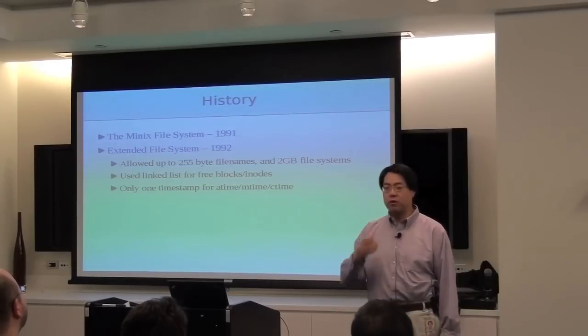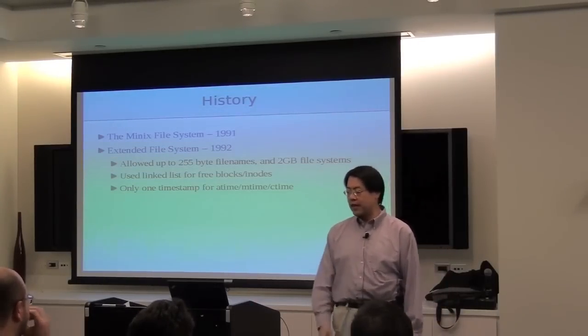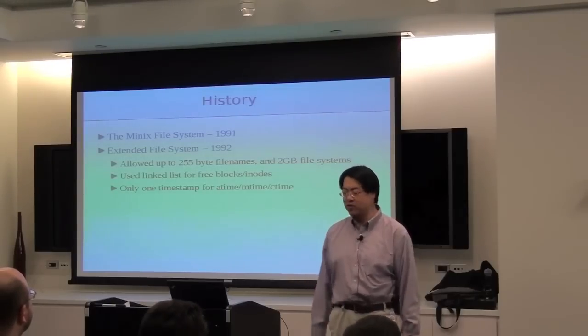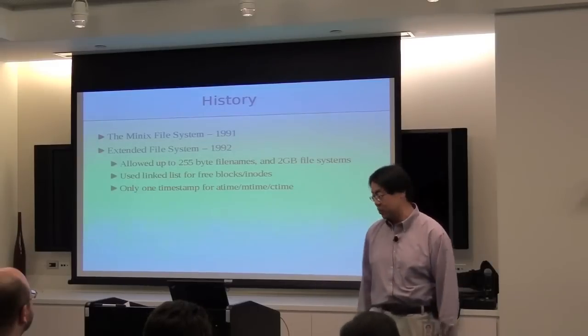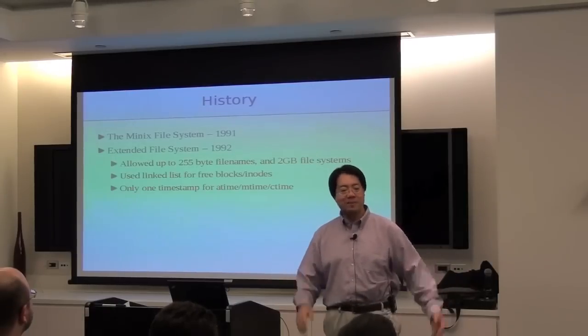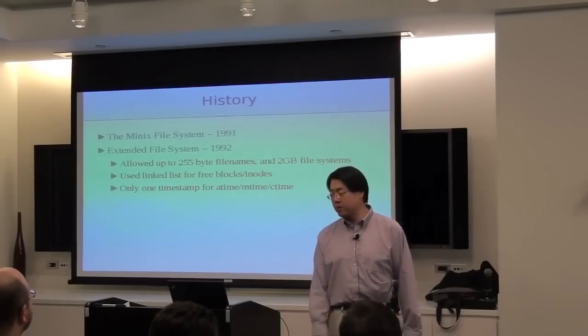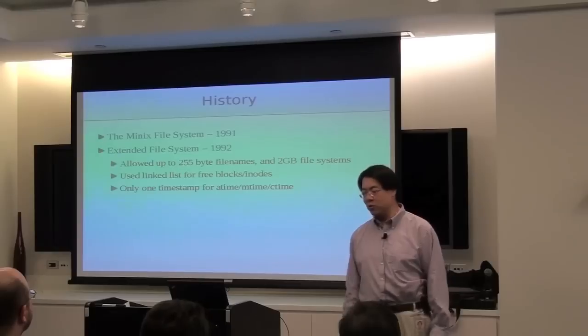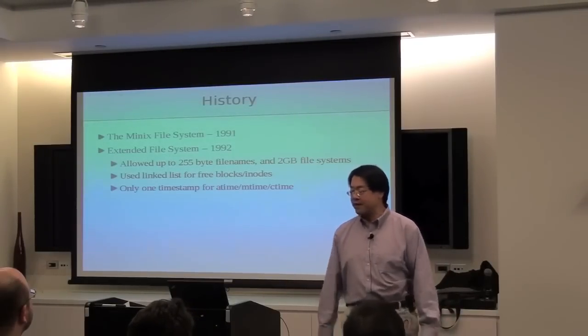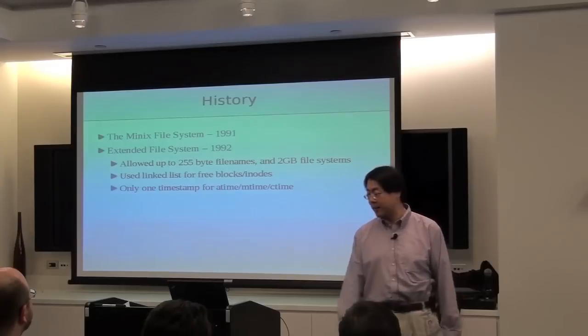And a year later, we had the first attempt at an extension to the Minix file system, called the extended file system. We now allowed a princely 2 gigabyte file systems, and up to 255 byte file names. So we actually had variable length file names in the directory entries. It had a couple of shortcomings.